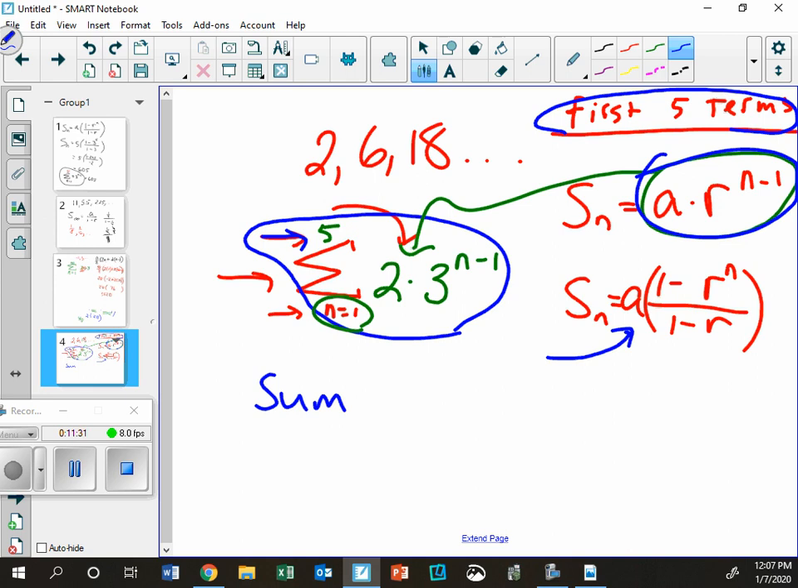It's right there. So A is 2, times 1 minus, what's R? R is 3, 3 to the n. 3 to the 5th, all over 1 minus 3.